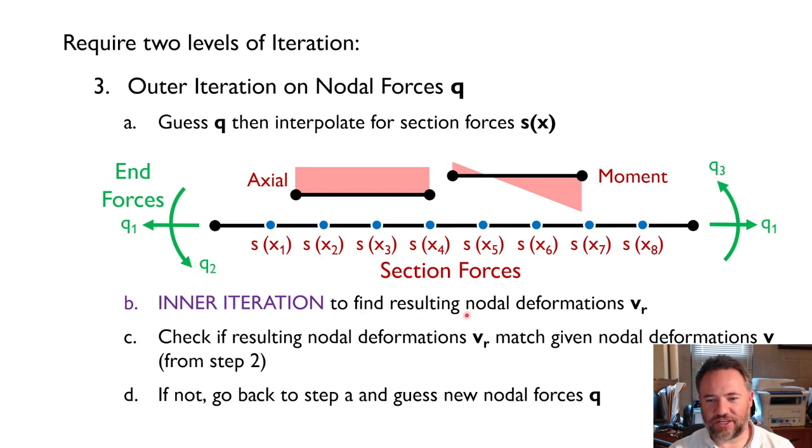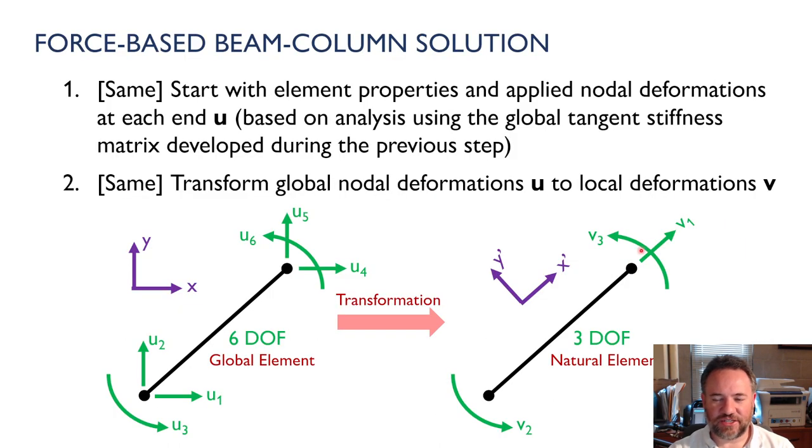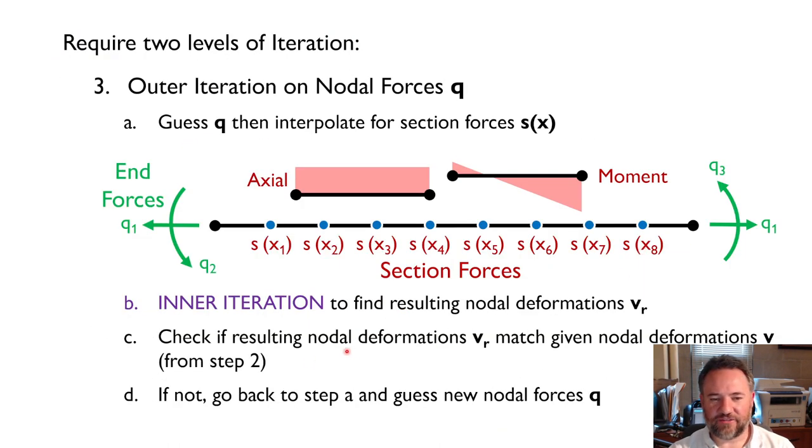So to start again, iteration. To find the resulting nodal deformations, check if the resulting nodal deformations match the given global deformations, and if not, go back to step A and guess a new set of nodal forces. So that's the outer iteration. This is the overall iteration. So the overall iteration is I find the section forces, and then I do an iteration to find the resulting deformations at the ends. I check to see if those deformations match the deformations that OpenSees gave me. And if that's not the case, then I circle back and I pick a new set of Qs.